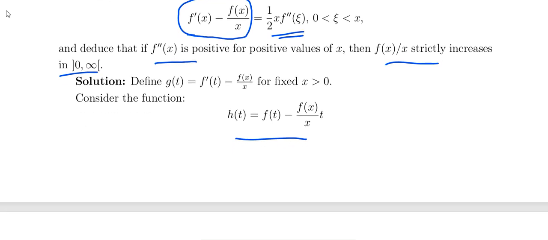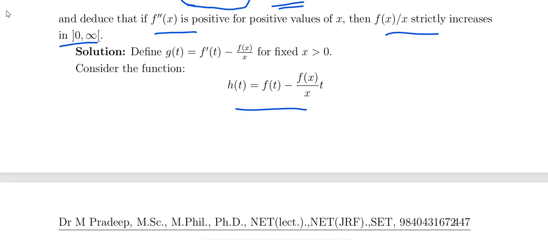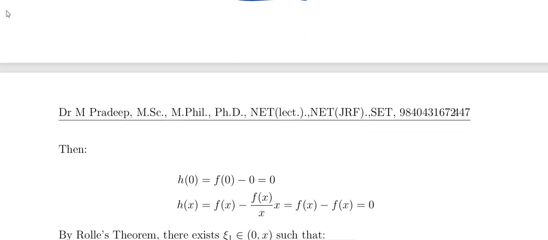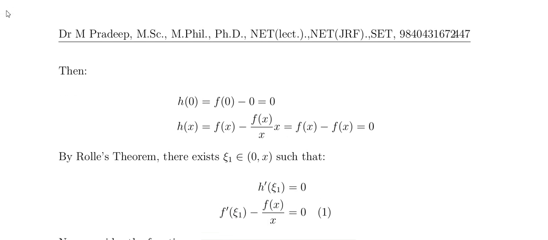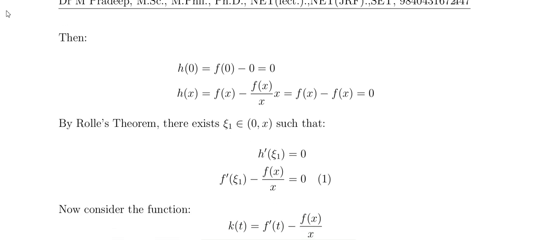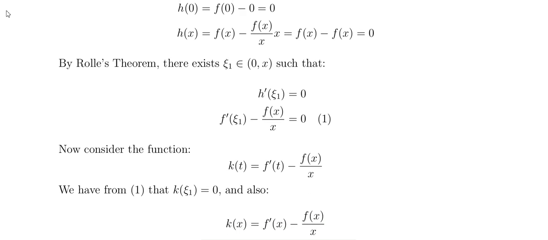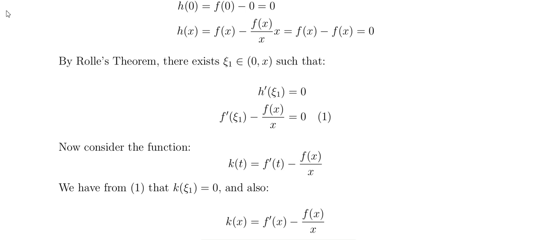So the differentiate பண்ணீங்கன்னா என்ன ஆகும்? h dash of t உங்களுக்கு கிடைக்கிற g of t வரும். So h of 0, h of x and h of x ன்றது 0. So Rolle's theorem apply பண்ணலாம். There exists some point 0 to x, the derivative equal to 0. Derivative பார்த்தீங்கன்னா அந்த ப்ராப்ளம் மாதிரி வரும்.